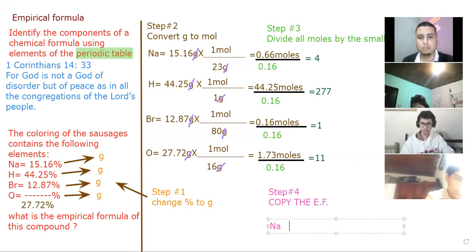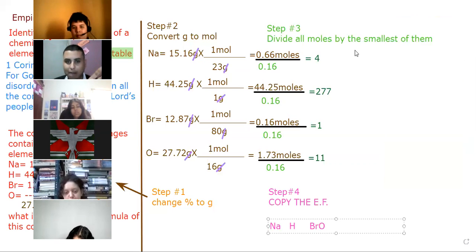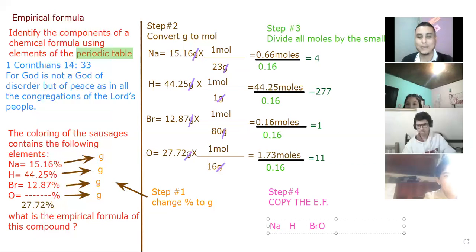Okay, I have sodium. Okay, we have hydrogen. We have bromine. And we have the oxygen. Yes or not? Those are the elements that are present in this empirical formula, right? Guys, move your head or something like that. Okay, thank you.